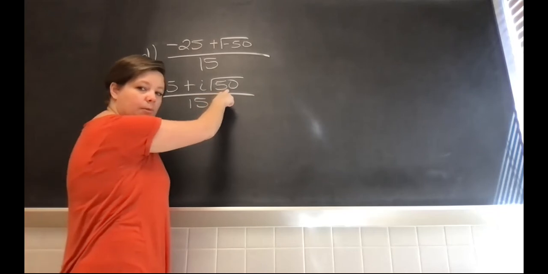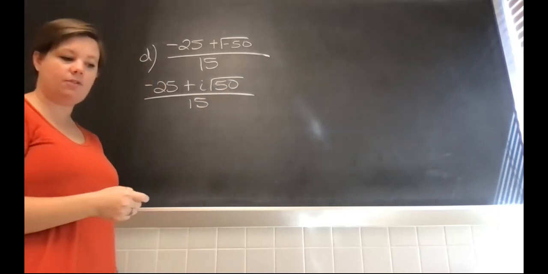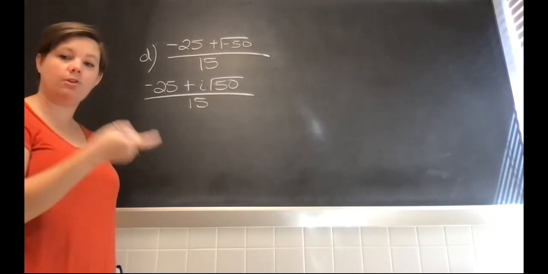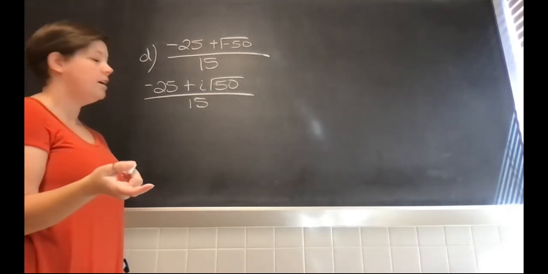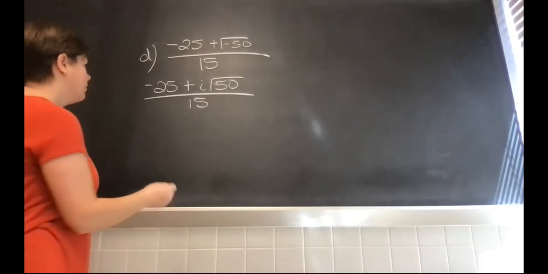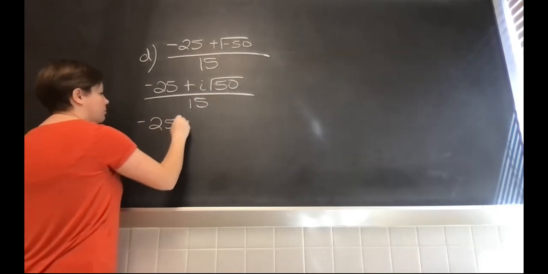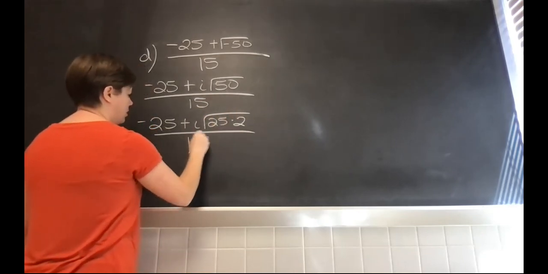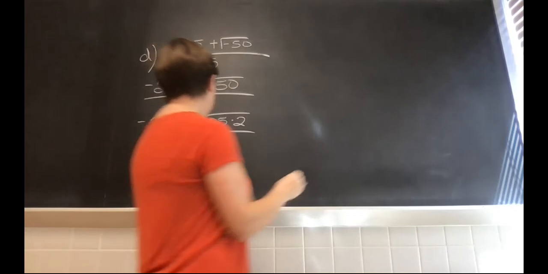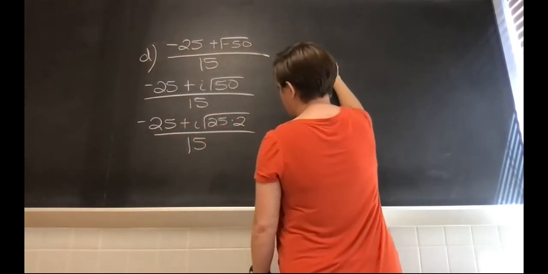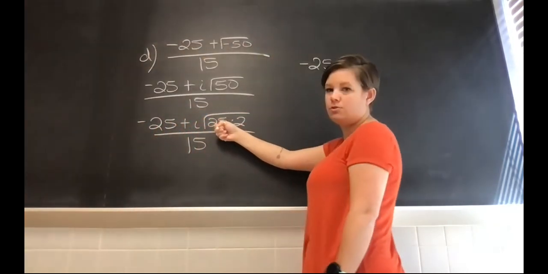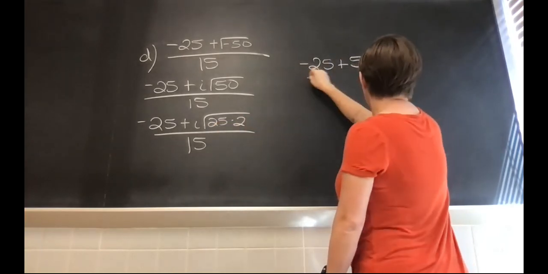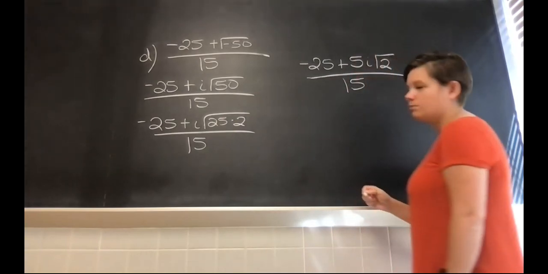Again, 50 is not a perfect square, so we have to think about what times what gives me 50 that may have a perfect square. Well, 25 times 2 gives me 50, right? 2 quarters makes a half dollar, and a quarter, or 25, is a perfect square. So I have -25 plus i, square root of 25 times 2 all over 15. So I have -25 plus that square root of 25 becomes 5. 5i square root of 2 all over 15.